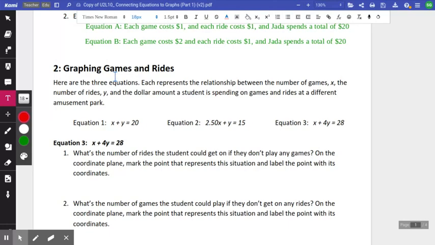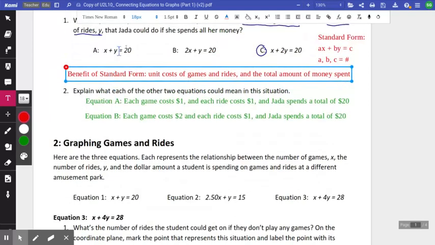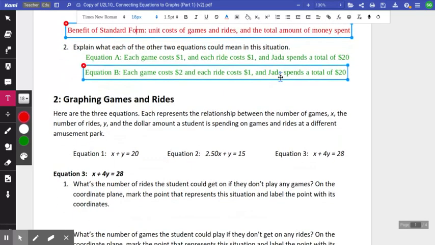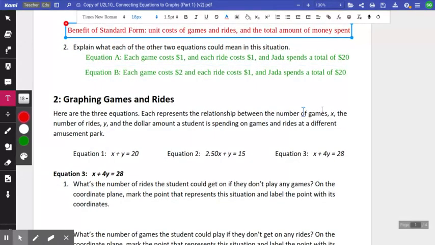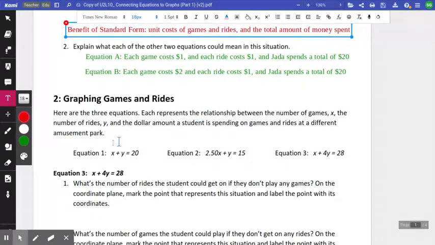These you can think of as maybe different carnivals. So not the same carnival we were talking about earlier with x plus 2y equals 20, but similar in the sense that each represents a relationship between the number of games x and the number of rides y, and the dollar amount a student is spending on games and rides at different amusement parks. So notice here we've got 3 equations. Similarly to what you were doing earlier, think about what each of these equations tells you. Go ahead, pause the video and think through that now.